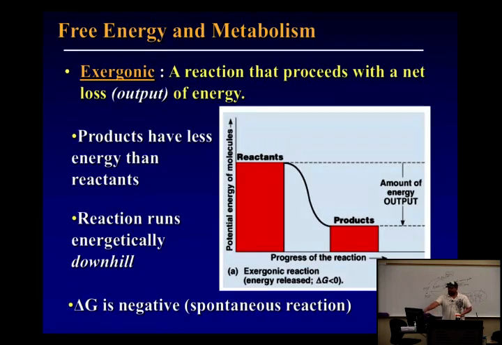Then the reaction looks like this, where the reactants have more potential energy, right? Because remember, what kind of energy is in chemical bonds? Is it kinetic or potential? It's potential, right? So this has high potential energy, and this has lower potential energy. So the difference between these two is the output of energy, right? Where does that energy go when you're eating food and breathing air?